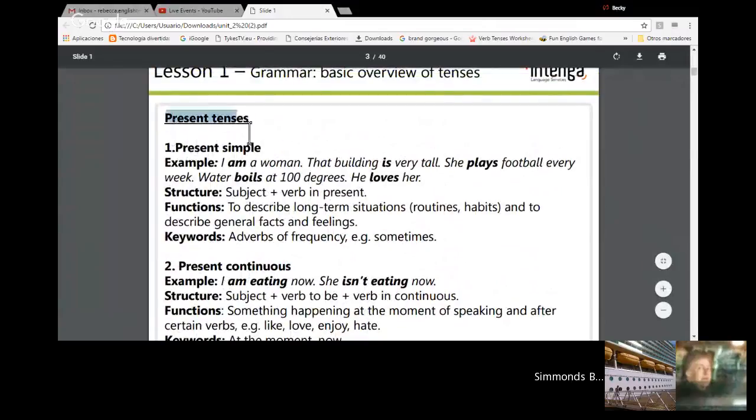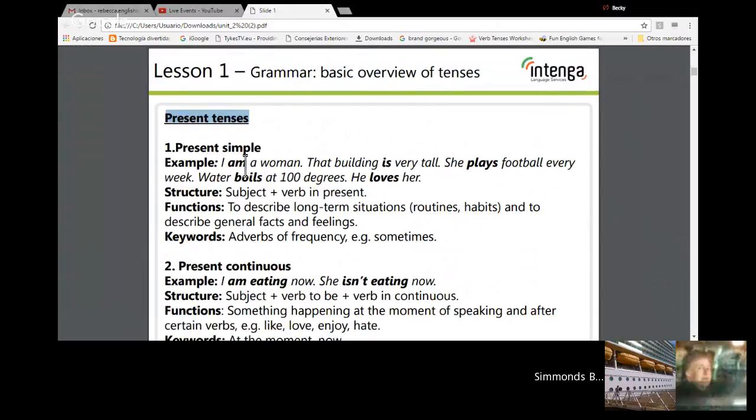So again, the present tenses. The present simple and present continuous are on this slide. I'll just go through the examples. People watching can always pause and read. Like I said, we did this last class as well, so these have been read already. I am a woman, that's true. This building is very tall. She plays football every week. Water boils at 100 degrees and he loves her.